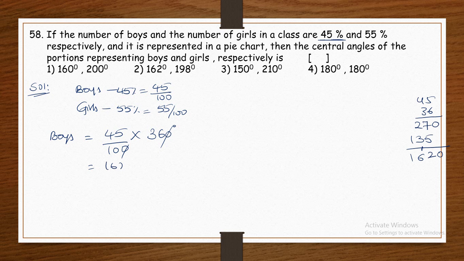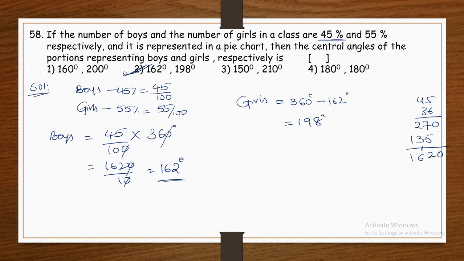So clearly 1620 divided by 10. So 0 gets cancelled. So this gives me 162 degrees. So 162 degrees means clearly here we are having only 2 sections. One is boys and the other one is girls. So to find out girls, what we can do directly? 360 degrees minus 162 degrees, which gives me 198 degrees. Hence the answer is 162 degrees and 198 degrees.